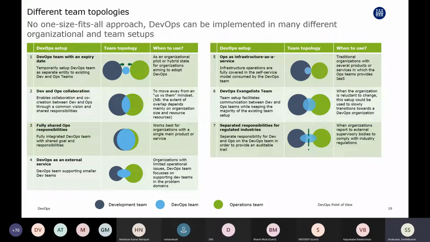DevOps team with an expiry date. Okay, do trial and error, work closely together for a week, or 2 weeks, or a month. So if you use this team topology, what could be the benefit? You can understand the frequency and what the frictionless things are, how the work has been delivered. As an organization's pilot batches, what should the DevOps estate look like? So these are all slowly evolving.